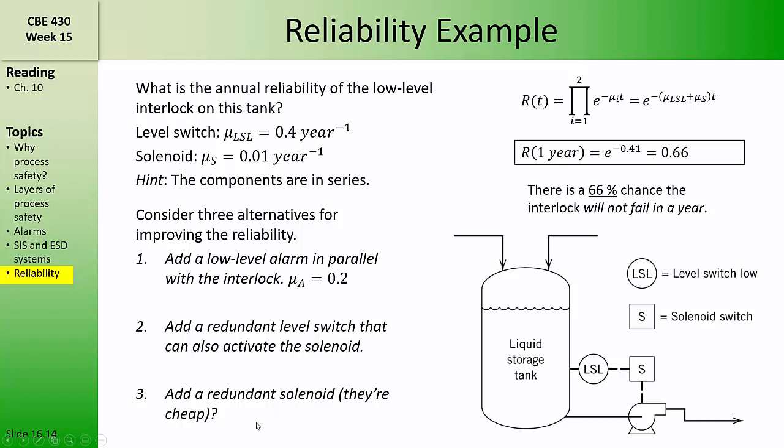Why would we do that? Because solenoids are cheap and reliable. So we can easily add one in parallel, where the level switch will activate both solenoids, and as long as one of the two solenoids is working, the pump will be shut down.